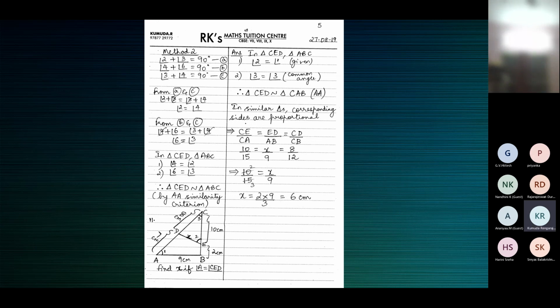So whenever you have to find the length of a line segment, like here ED, which is X, use similar triangles. See, find X if angle A is equal to angle CED, that's given.